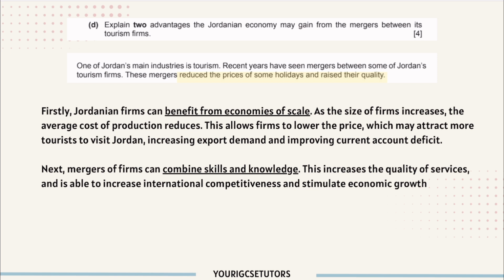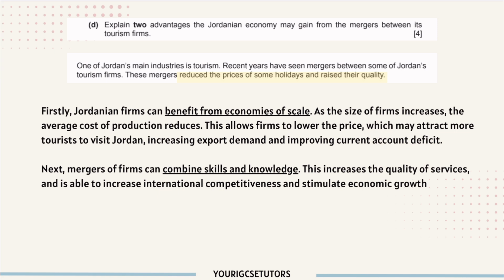Firstly, Jordanian firms can benefit from economies of scale. So you list down this is the key terms, and then you further explain. As the size of firms increases, they can produce more output. The average cost of production reduces. This allows firms to lower their price, which may attract more tourists to visit Jordan, increasing export demand and improving current account deficit. Current account deficit, the formula is X minus M. So if your export demand increases, your overall current account deficit will improve.